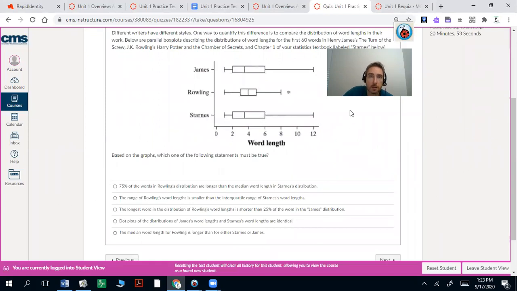75% of the words in Rowling's distribution are longer than the median word length in Starnes' distribution. Well, let's look at the median word length in Starnes. Now the top 75% of Rowling's would be here, Rowling. And as you can see, there are some below that number. So that's not going to be the answer.